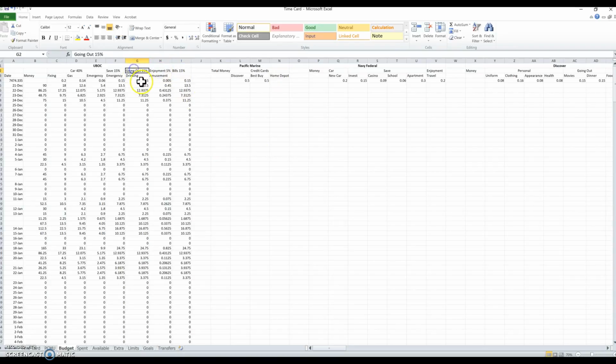Bills, enjoyment 15%. I pretty much just multiplied my income for that day. So this is my income for this day from the time card, and then I multiplied it by percentages, and it said, okay, you can spend this much money.